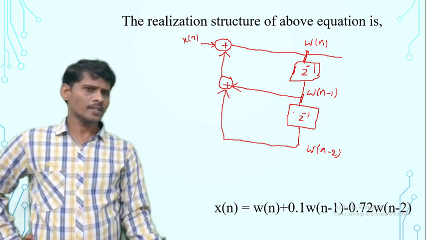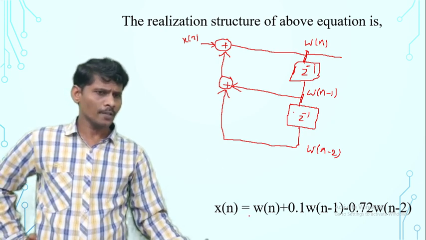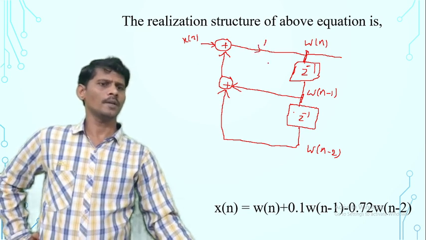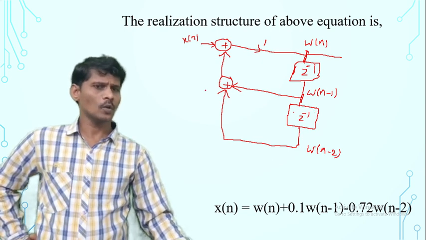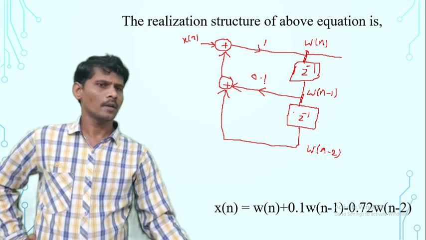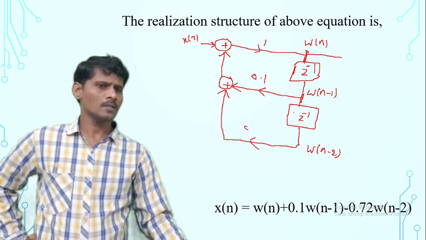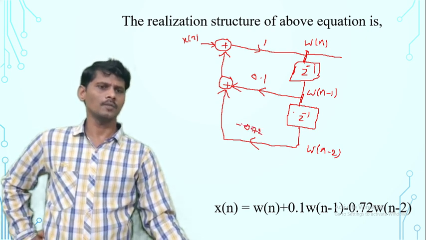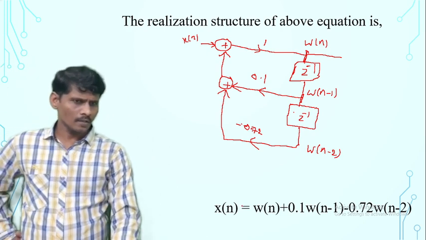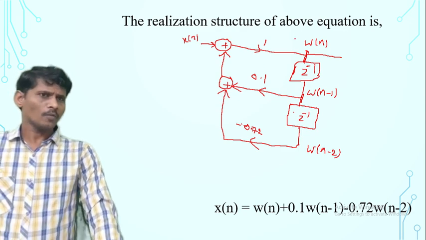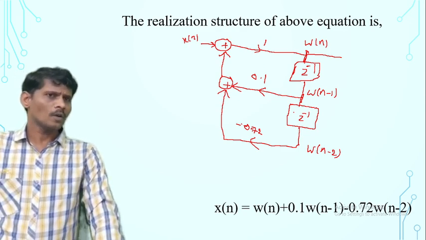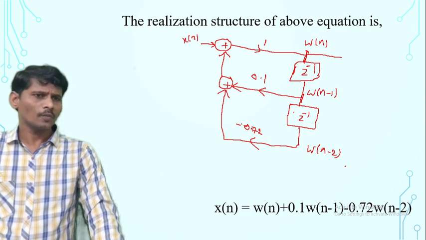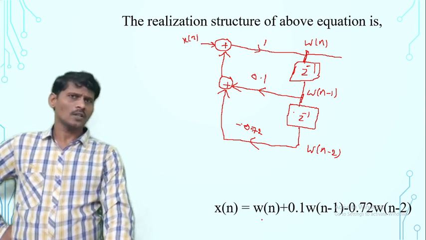What is the difference equation? X of n is equal to 1 into w of n. What is the w of n minus 1 coefficient? 0.1. And what is the w of n minus 2 coefficient? Minus 0.72. So this equation is satisfied by this structure: x of n is equal to 1 into w of n plus 0.1 w of n minus 1 plus minus 0.72 w of n minus 2. This is the realization structure of this difference equation.